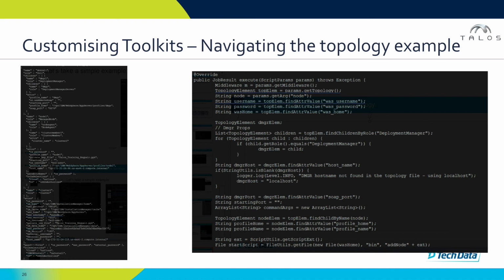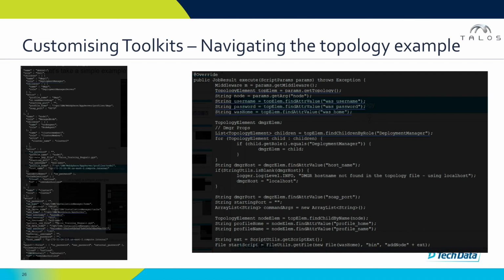And if we get that top element, the top lm, and we find attribute was username on there, then we'll bring back the highlighted value on the left-hand side, was username is was admin. So we find the attribute value for the level that we're at in the topology. And again, was password, that will bring back the was password from the topology. And once again, was home, that will return the was home location.